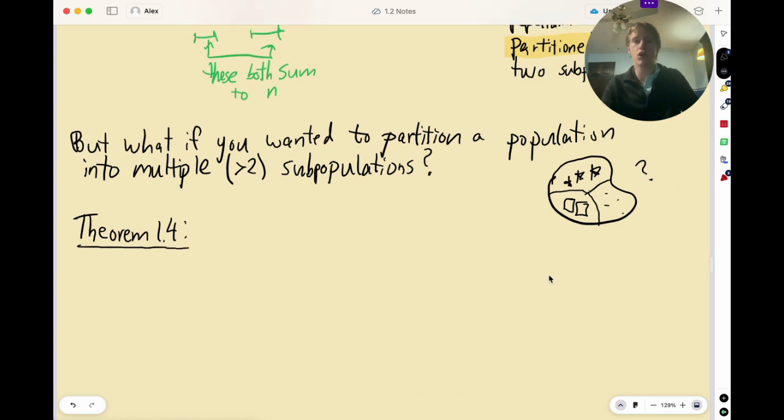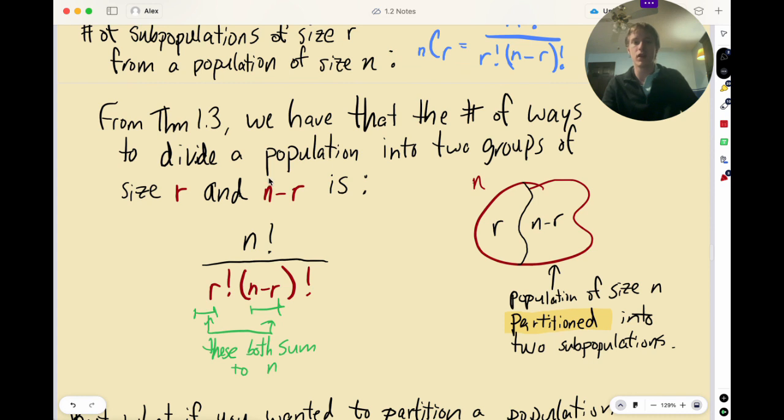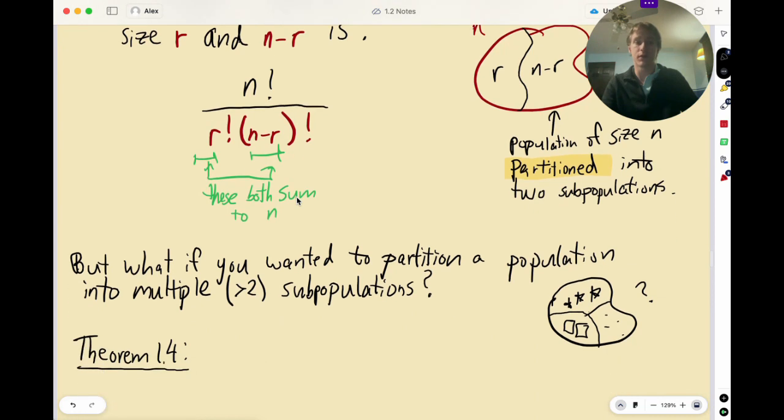And the reason that I worded Theorem 1.3 in this way, the number of ways to divide a population into two groups of R and N minus R, is because I want you to connect this formula with the one I'm about to show you, because it's going to look very similar.